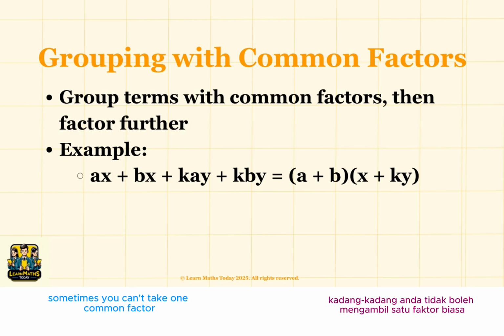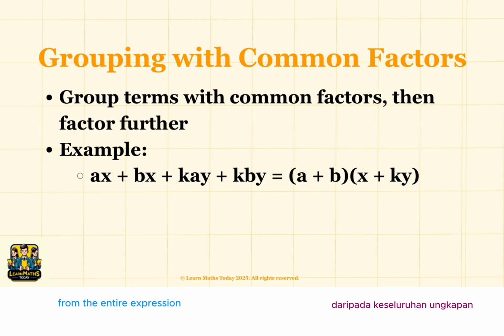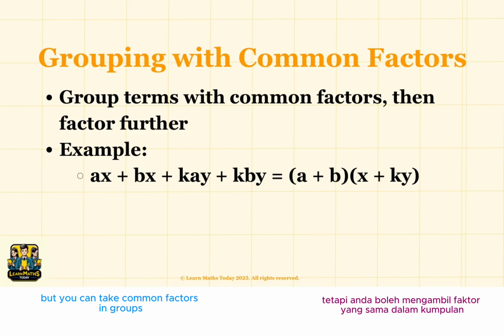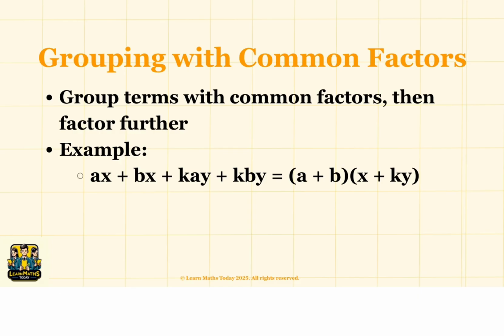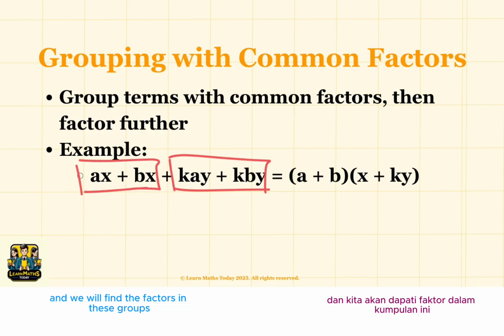Sometimes you can't take one common factor from the entire expression, but you can take common factors in groups. For example, let's take a look at ax plus bx plus kay plus kby. We will group the first two terms and the last two terms together. And we'll find the factors in these groups.